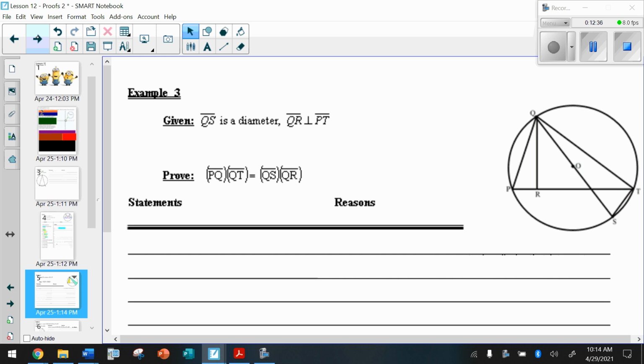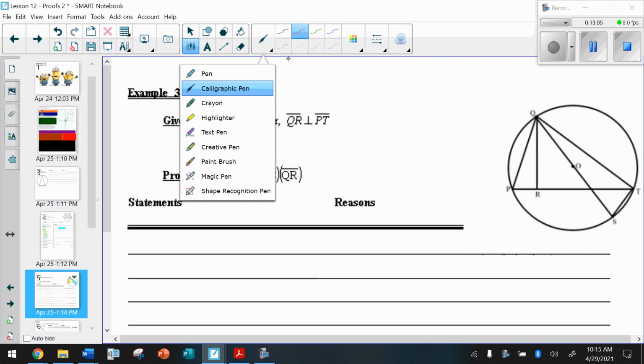We are trying to prove that, given that QS is a diameter and QR is perpendicular to PT, PQ times QT is equal to QS times QR. All right, so look at that diagram. There are a ton of different triangles inside that circle. We have to sort through our given information and figure out which triangles we are actually trying to prove similar.